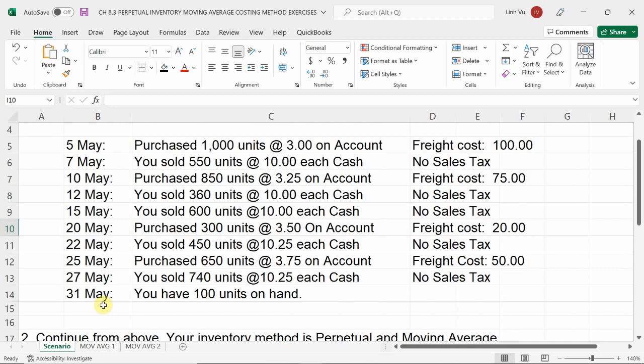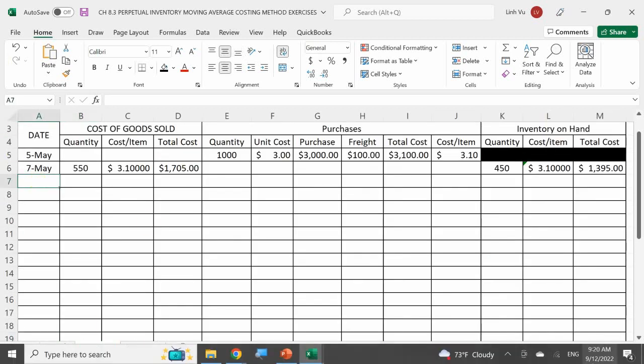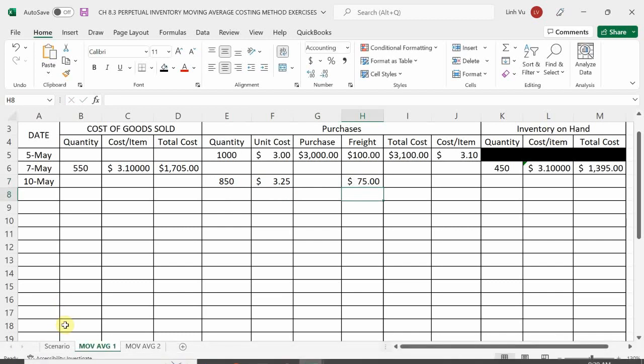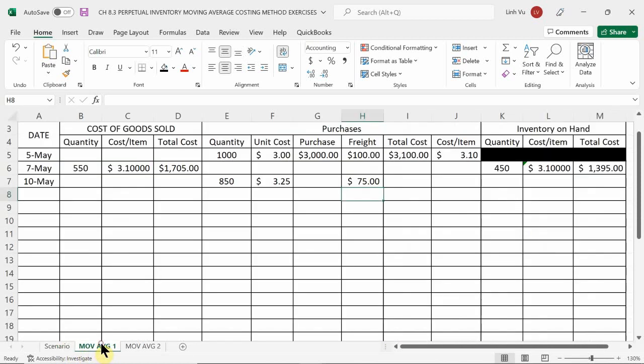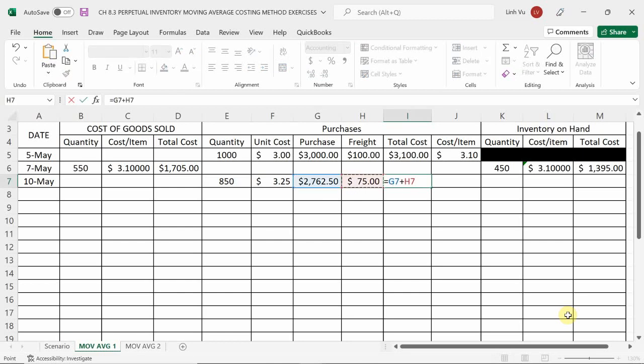Okay, so let's see what happens when I make a purchase of inventory. On May 10, we purchase 850 units at $3.25 with a freight of 75. So what's my total purchase price here? 2,762.50, plus my freight of 75, is 2,837.50. Good.